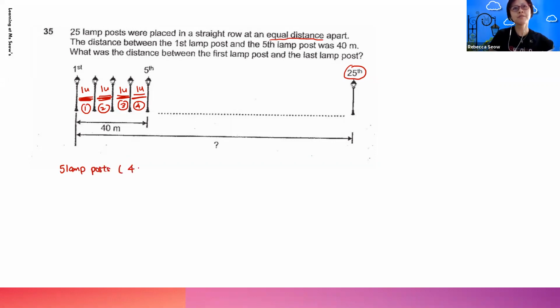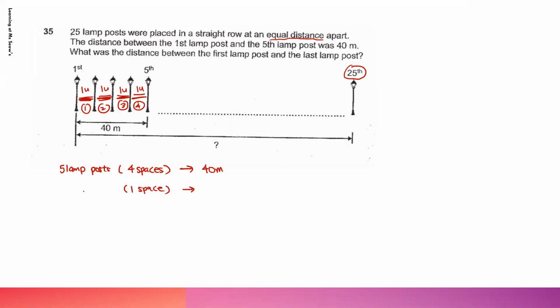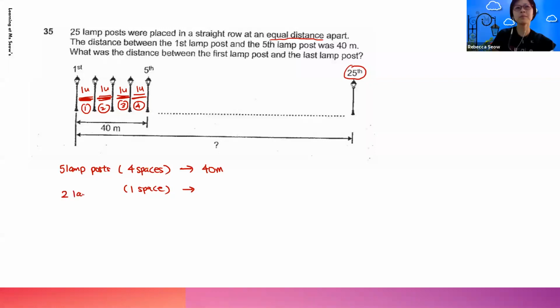That gives 4 spaces or 4 intervals, and that makes a distance of 40 meters. So what happens when we want to consider one space? How many lampposts are we looking at? 40 divided by 4. But if we were to take 40 divided by 4, how many lampposts are we looking at? We're actually looking at, first and second. Yes, 2 lampposts, right?